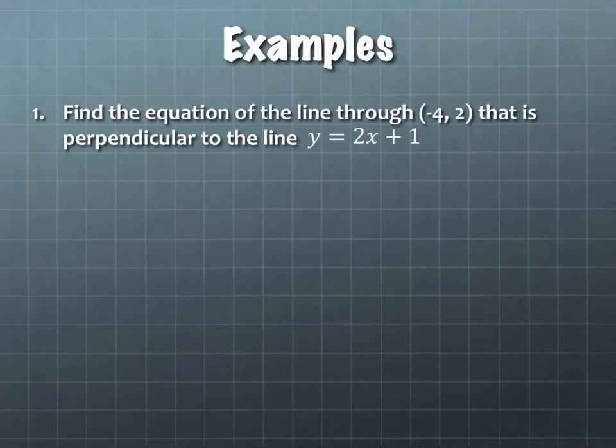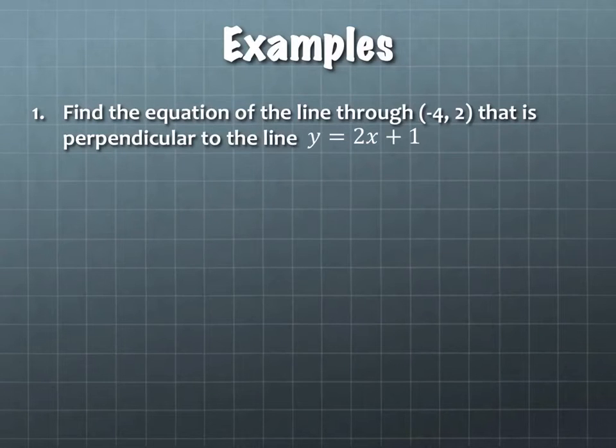So now we're going to do some examples where we have more than just the slope to consider. We're going to find an equation through a particular point perpendicular to a particular line. And I'll show you a couple of ways to do this, one of them using the information that I've given you so far, and one of them I'll show you an additional equation of a line. If you'd like to use it instead, you may use it.